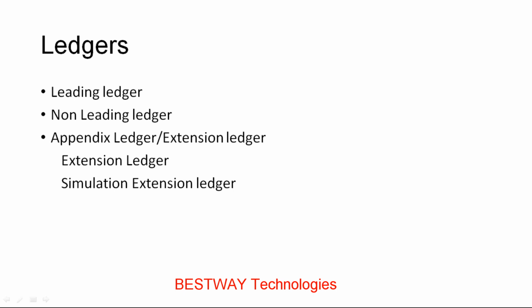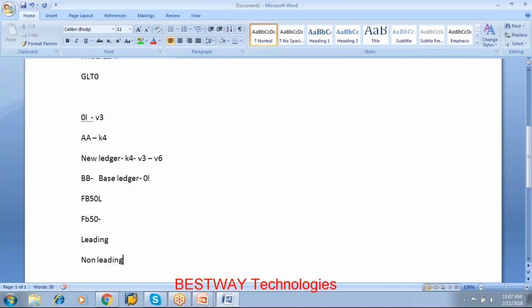As far as I could understand, in a leading ledger, when we do posting, it goes to the non-leading ledgers also, right? Suppose there are 3 non-leading ledgers. There would be 1 document in the leading ledger and 3 documents posted in the non-leading ledgers separately, right? That is, if it is an extension ledger.